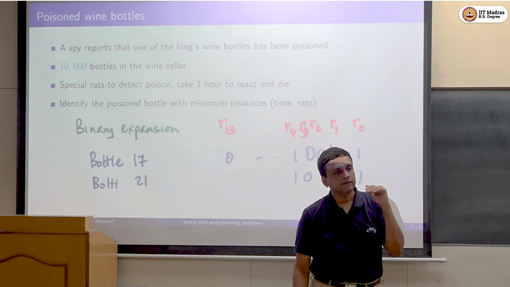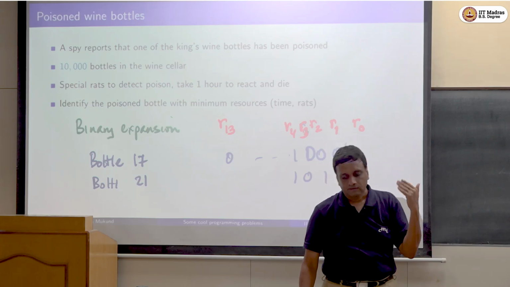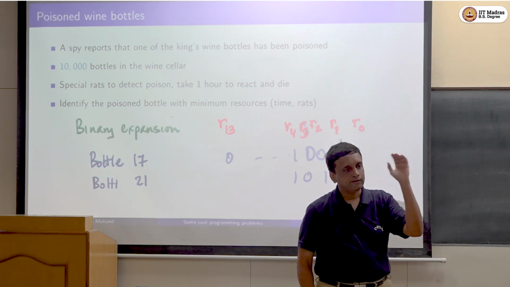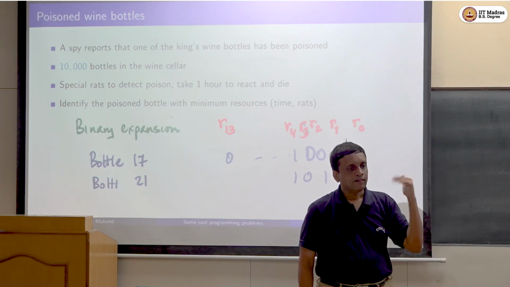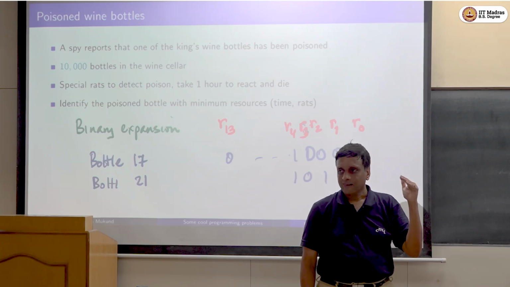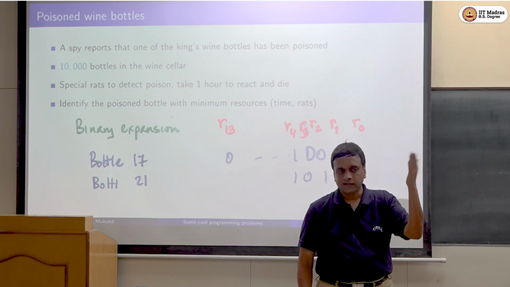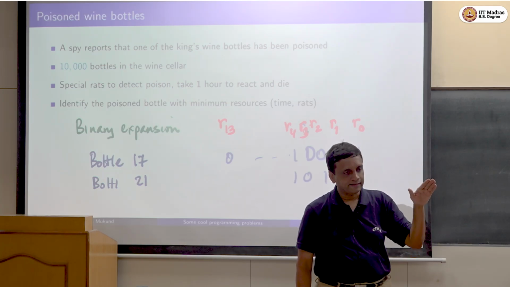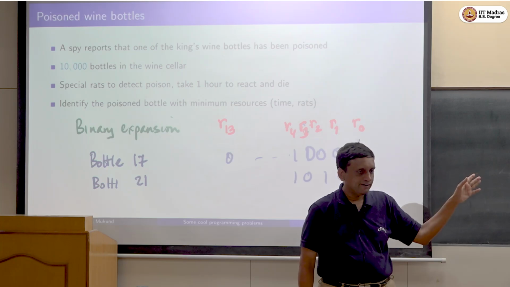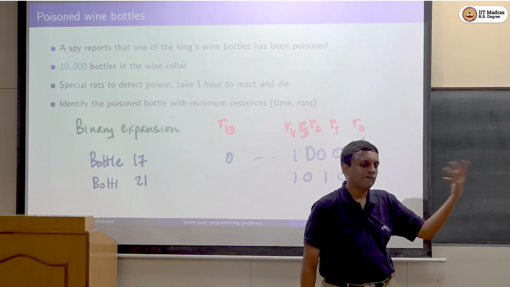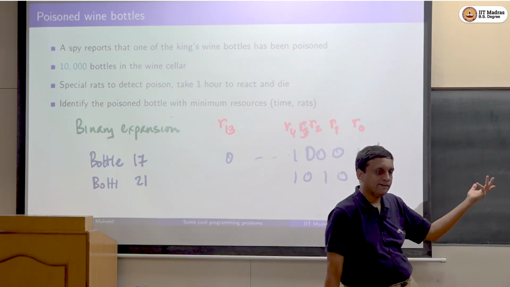So unlike the earlier case, so how many rats die in that one? In every round, 1 rat dies, right? And we add a new rat. Right? So there are log many rounds, there are log many rats that die. Here, all rats could die. Or maybe only 1 rat may die. Or no rats may die.